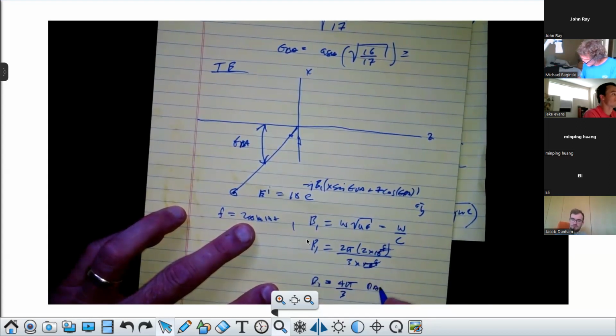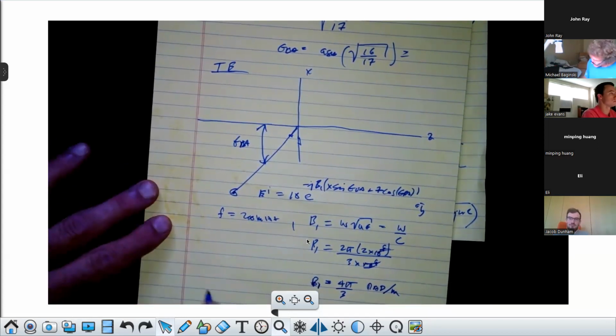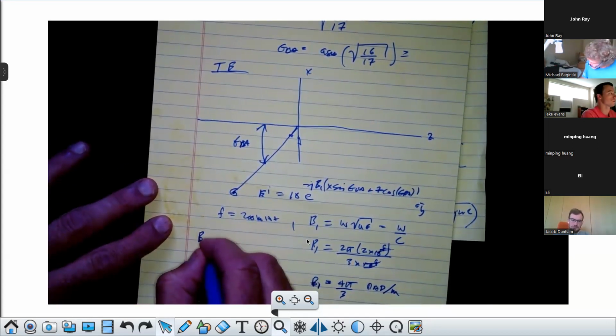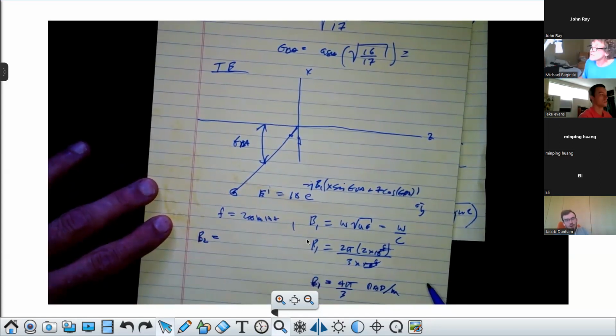And that would be radians per meter. That would be beta in region 1. All right, while we're at it, how do I get beta in region 2? Same way, exactly, right? Except one thing.